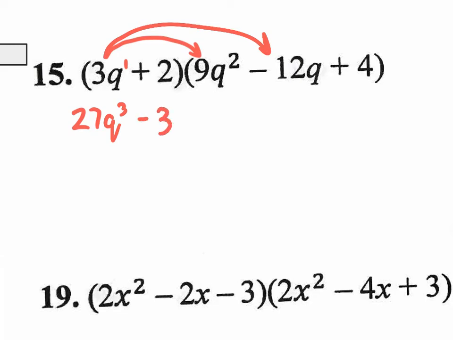Negative 36q squared. And then 3q times 4. What's 3q times 4? That is positive 12q.